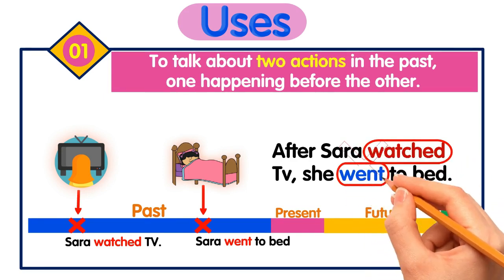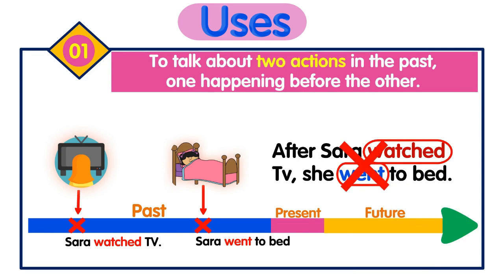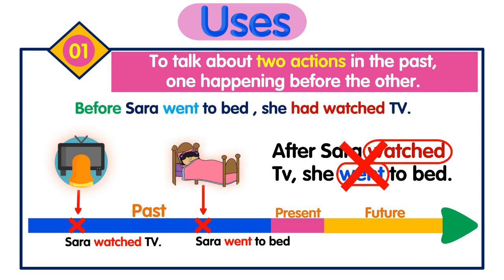which is wrong in the English grammar. And here comes the rule of the past perfect to clarify the order of these two actions. So we use the past perfect in the first action. And the correct sentence is, before Sarah went to bed, she had watched TV. Or you can use after and say, after Sarah had watched TV, she went to bed.